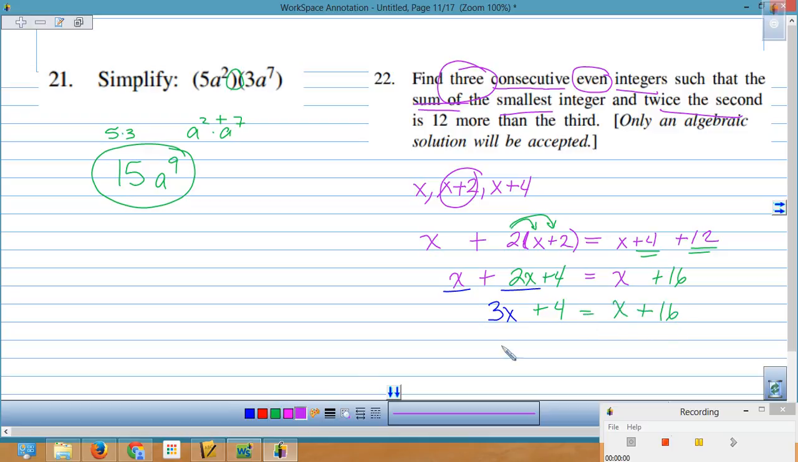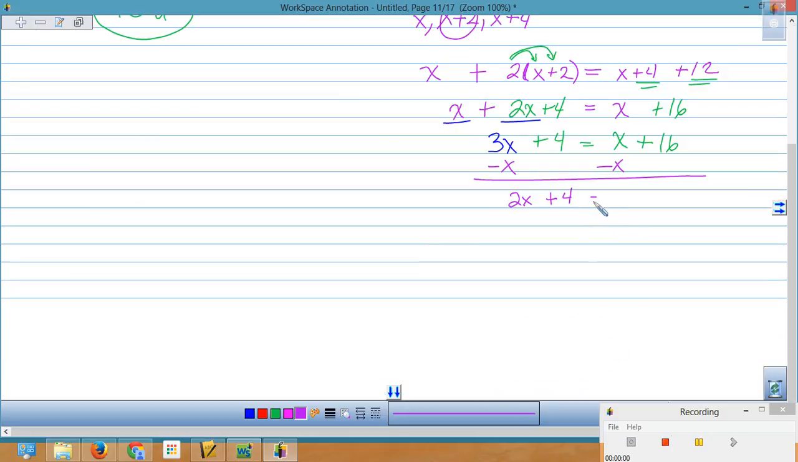Well, we still have that x way over here to the side, so let's move them over here. So you get 2 x's plus 4 equals 16, because this cancels out. And then you subtract 4 from both sides. That gives me 0. 2x will equal 16 minus 4 is 12. Divide by 2, divide by 2, and x will equal 6.